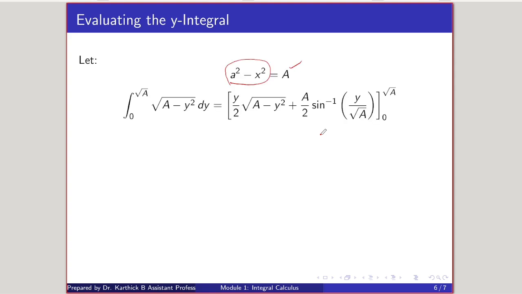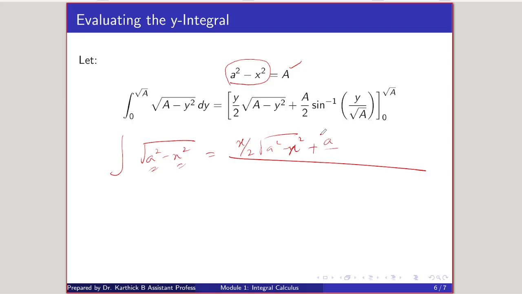Already we know the formula for it. The integral of the square root of a square minus x square can be written as the same. In the place of capital A, it will be small a. In the place of y, here it is x. The same thing we have studied: x by 2 times the root of a square minus x square plus a square by 2 sine inverse of x by a.